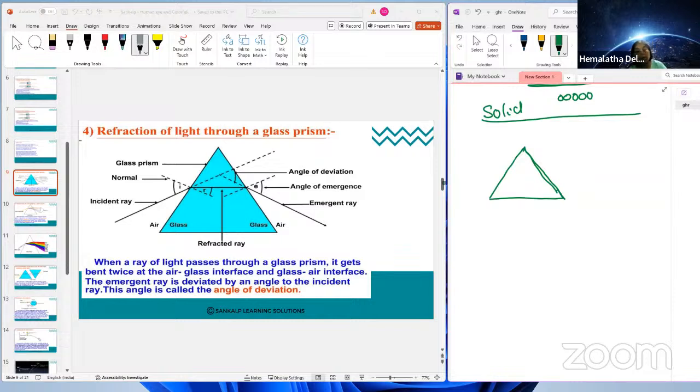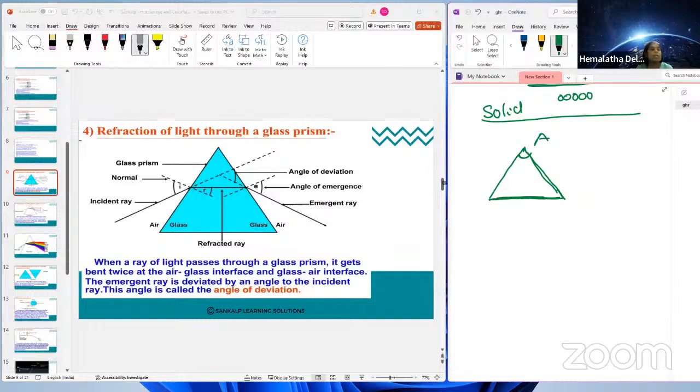It has equal sides. So now what happens? This is known as the angle of the prism. This angle is known as the angle of the prism. Suppose this is the base of the prism. This is the base of the prism.